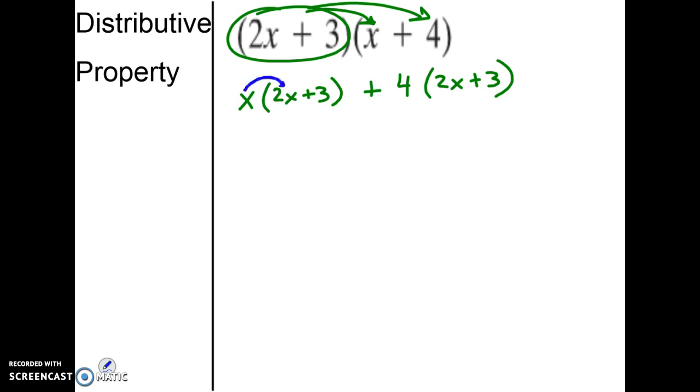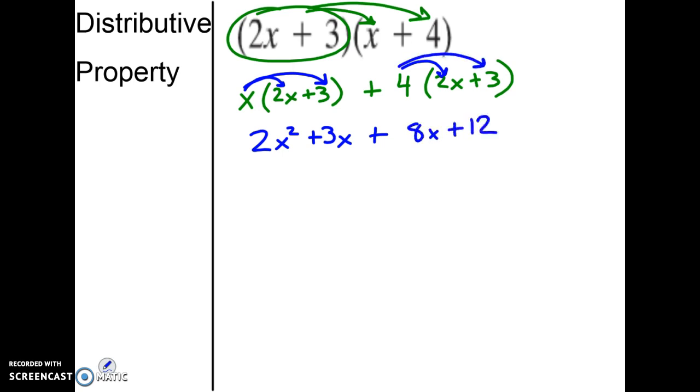So I can distribute that x to the 2x and distribute that x into the 3. So here we would have 2x squared, because the x times x gives us x squared. And then we have x times 3, and that's a positive 3x. Plus, we have 4 times 2x, which is 8x, and we have 4 times 3, which is 12.